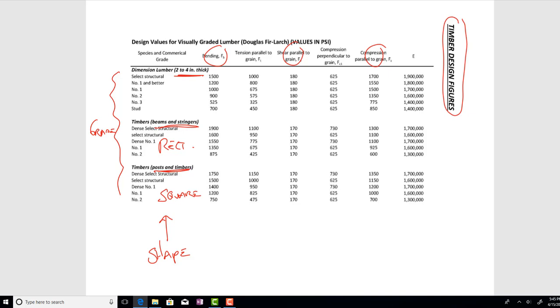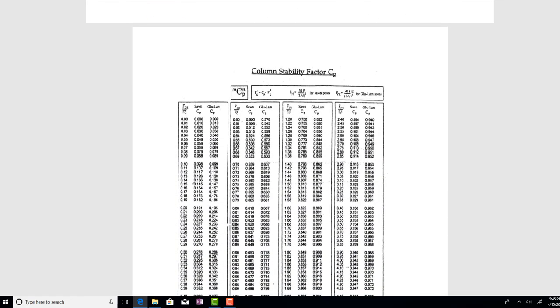And I will specifically call out one of these terms that show up here. So a stud grade, a number 1 grade. If I want you to use number 1 and better, it will say number 1 and better. Okay? Otherwise, it's pretty easy to grab the values off the table that you need there.